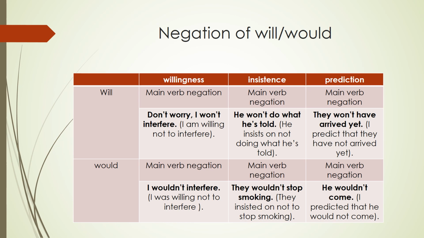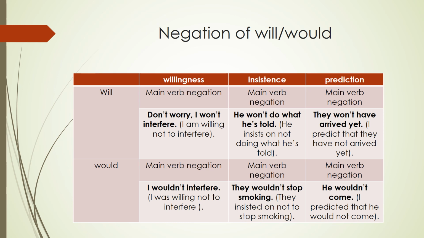Okay, another modal auxiliary is will in the present form and would in its past form. So you see here, will and would, they are both used to express three different meanings: willingness, insistence, and prediction. And of course, who is going to be willing or insisting or predicting? It is the subject of the sentence.